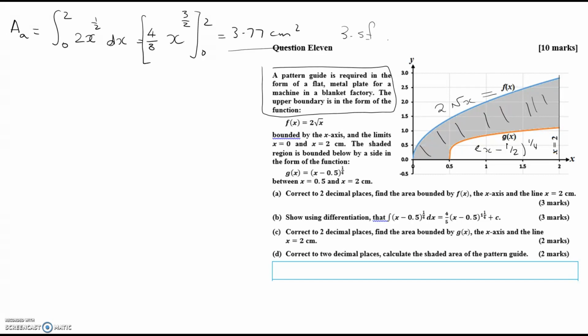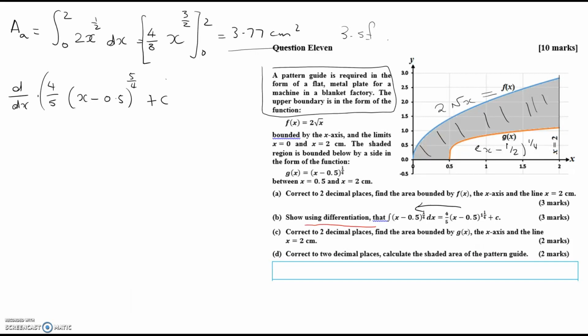Now remember, we need to be doing these to 3 significant figures. Part B says show, now this is really important, it says show using differentiation that the integral of (x minus 0.5) to the power of a quarter equals such and such. So what you need to do, the only thing you can do, is to differentiate back, because that's what would happen. You differentiate the right hand side to prove that it equals the left hand side. So you need to find the derivative of 4 over 5 (x minus 0.5) to the power of 1 1/4, or 5 over 4, plus c.